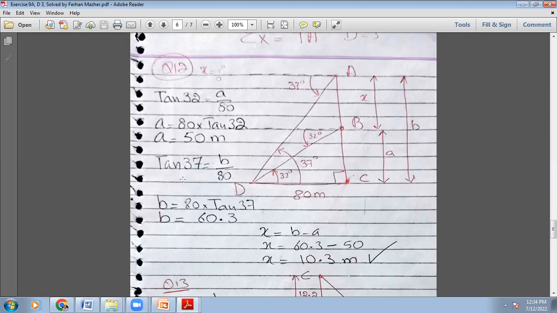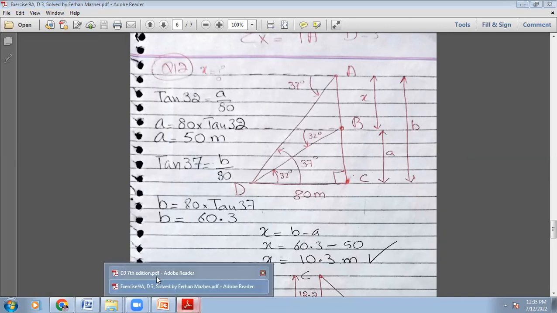Now I will apply the tan on this big right angle triangle. So tan 37 will be b by 80. So b will be equal to 80 multiplied by tan 37. So b will be 60.3. So x will be equal to b minus a, which will be 60.3 minus 50, and that will be 10.3 meters. So this is how you do question number 12.